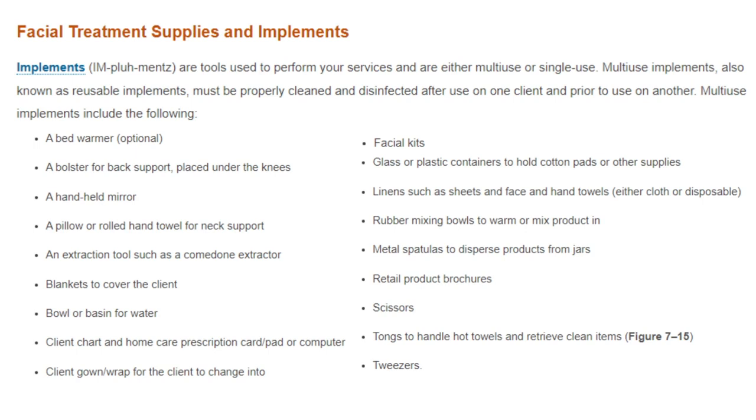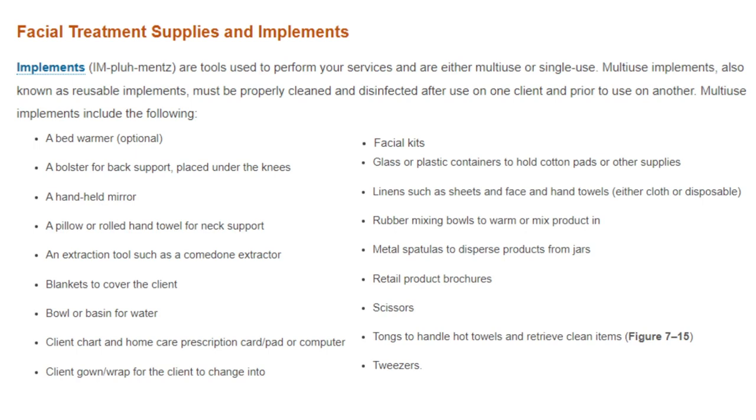blankets to cover the client; bowl or basin for water; client chart and home care prescription card/pad or computer for database; client gown/wrap for the client to change into; facial kits; glass or plastic containers to hold cotton pads or other supplies; linens such as sheets and face and hand towels, either cloth or disposable; rubber mixing bowls to warm or mix product in; metal spatulas to disperse products from jars; retail product brochures; scissors; tongs to handle hot towels and retrieve clean items.